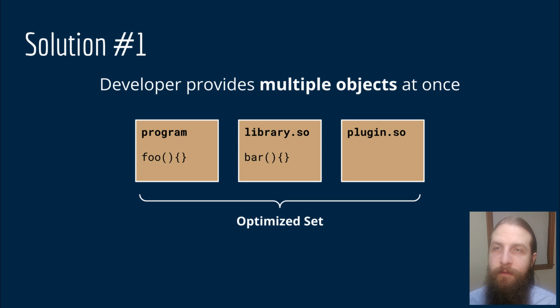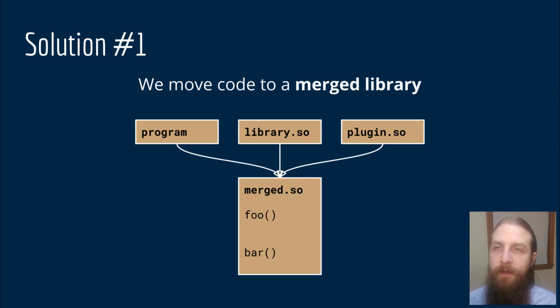The solution here is for the developer to provide a set of programs and libraries as one unit to the guided linking tool. We call this set of software the optimized set. Just like with link time optimization, we compile each object into the compiler's intermediate representation before optimizing the objects together. The main task of the guided linking tool is to move all of the code out of the optimized set and into a new library called the merged library.